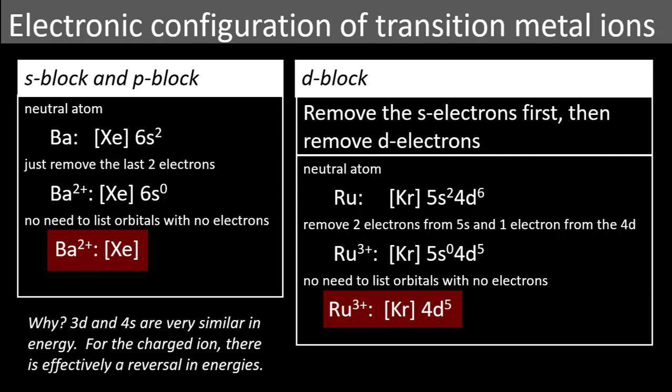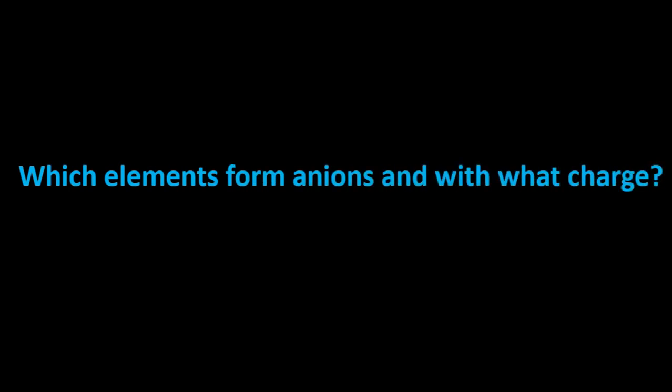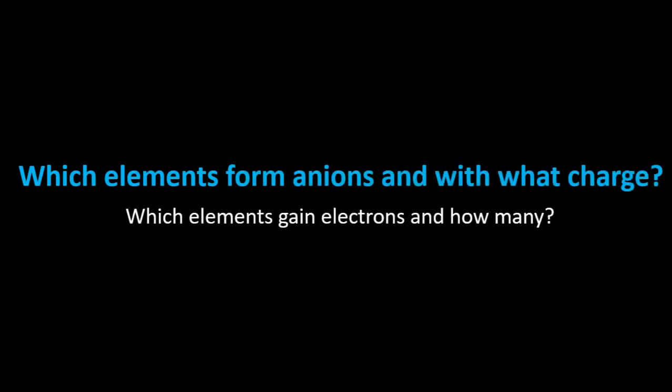Okay, that's quite a look at which elements can form cations. What about the other side to that? In an ionic compound, if one element gives up its electrons, then they've got to go somewhere. So which elements are prone to forming anions? And of those that do, what are their common charges?